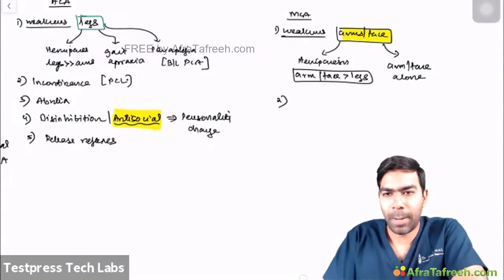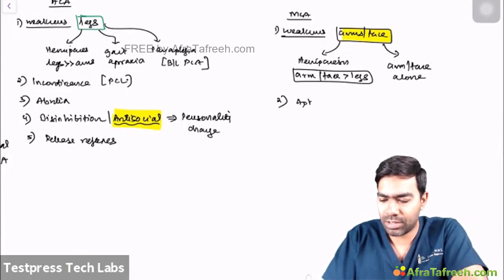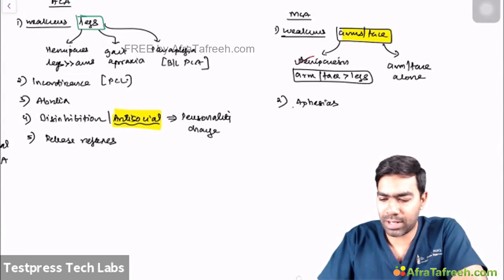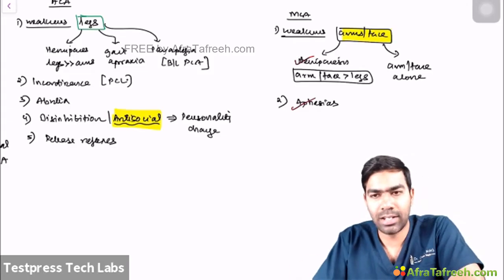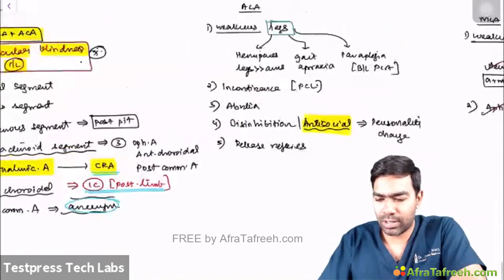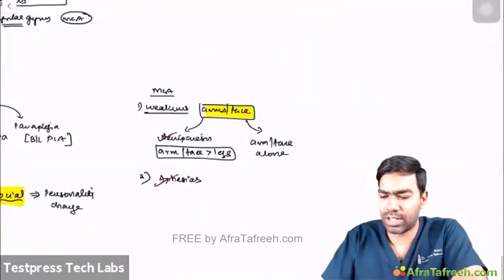And number two, the second thing is you can get aphasias, which means the characteristic features of what we saw in anterior circulation stroke, that is hemiparesis and aphasia, are very characteristic in an MCA territory infarct. So fine. This is a large vessel stroke that you get. So then how will you differentiate this from a small vessel stroke?